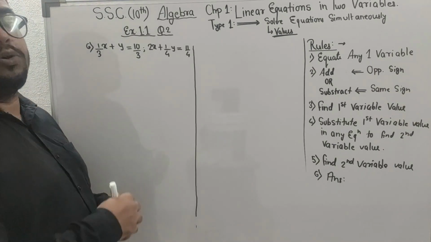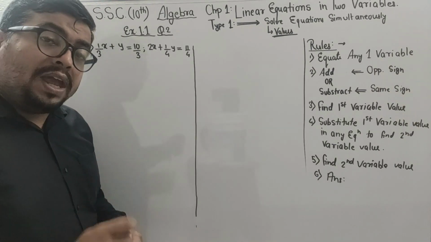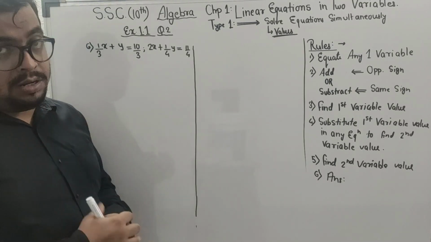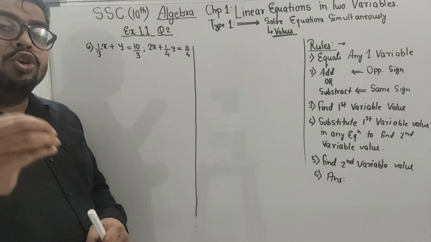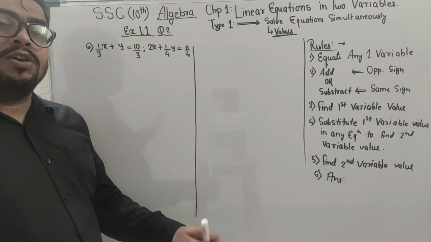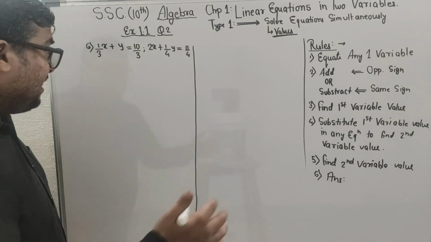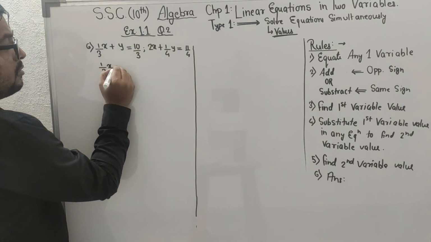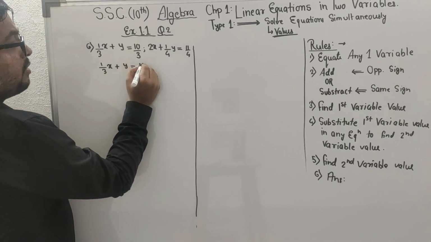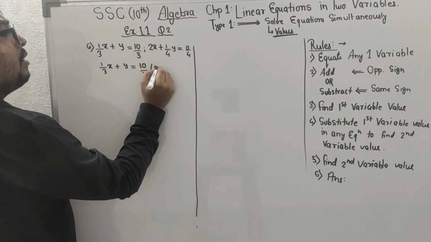But this is a very simple question, students. You have to pay attention to the LCM method. If you pay attention to the LCM method, you will solve these questions on your own. Okay, let us start. Pay attention. 1 upon 3x plus y is 10 upon 3. This is your given condition.